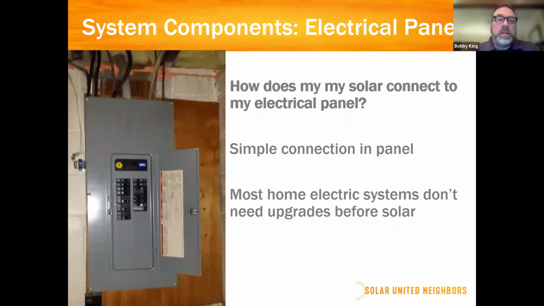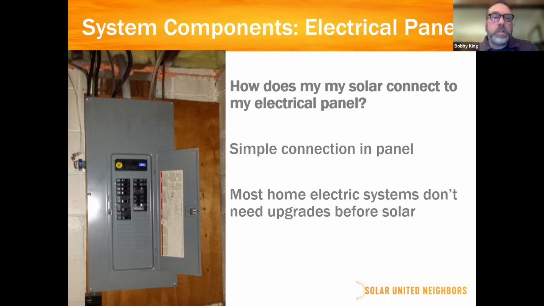Go to that next slide. So the system will connect directly to your electrical panel. Most folks' electrical panels don't need an upgrade. They've got enough capacity to handle the addition of the solar panel feeding in. Sometimes you'll need an upgrade. That usually adds $1,000 to $2,000 to the cost of the job. So significant, but usually not a deal breaker.